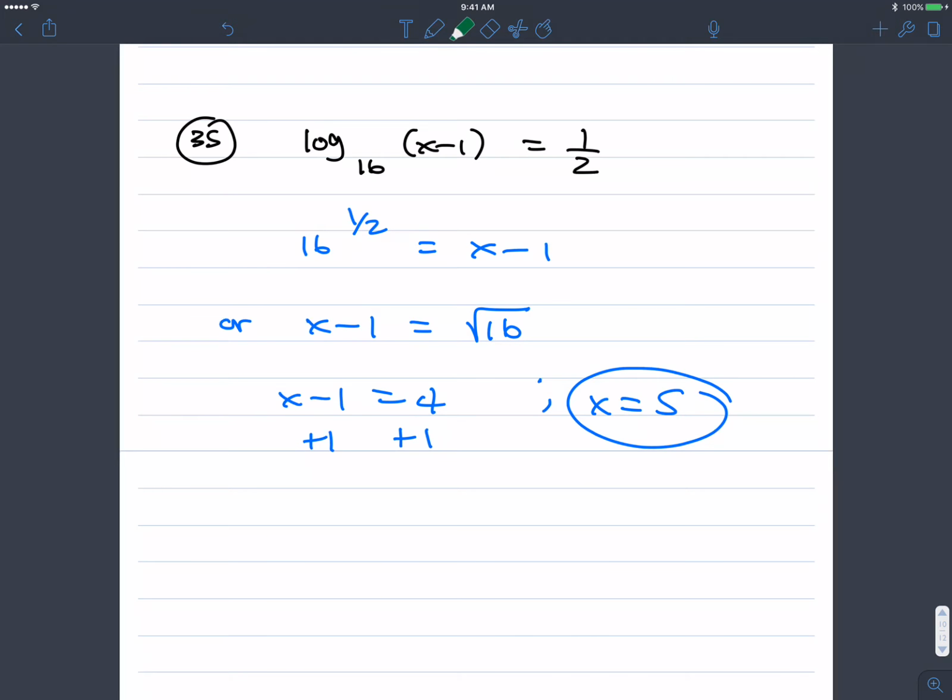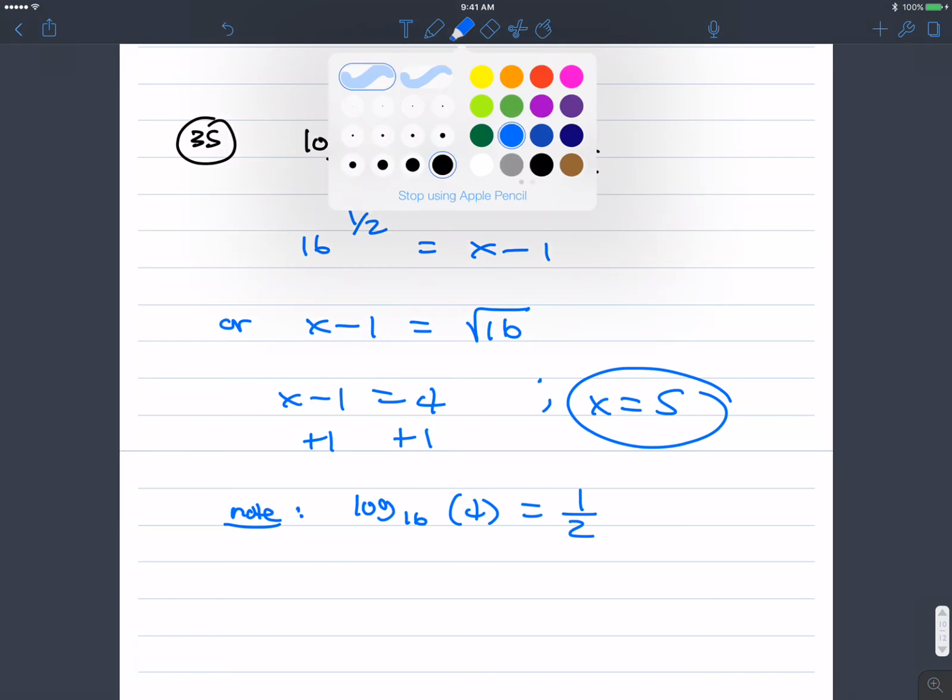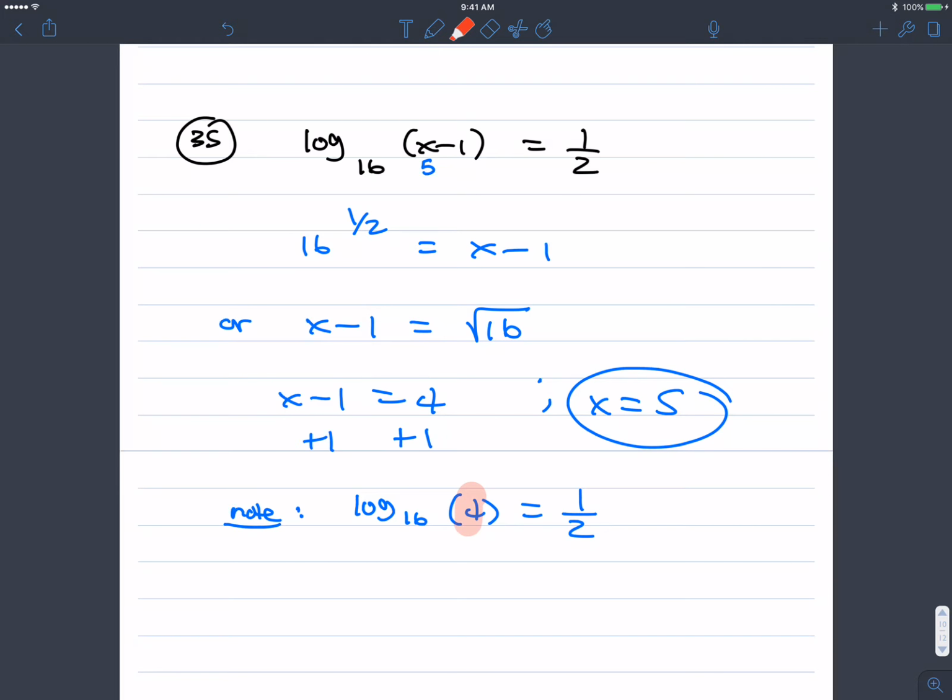Now let's go back and notice, if we plug in 5 here for x, let's note that this is a solution, that log base 16 of 4 does equal 1/2, because 5 minus 1 is 4. Now the important thing to know here is that this number is positive, and you can only evaluate a log, any base, for a positive number, because remember, logs aren't defined for 0 or negative numbers. They're only defined for positive numbers. So that's going to have to be a positive number.